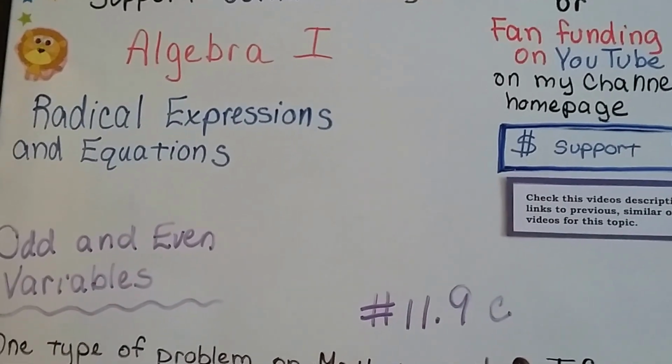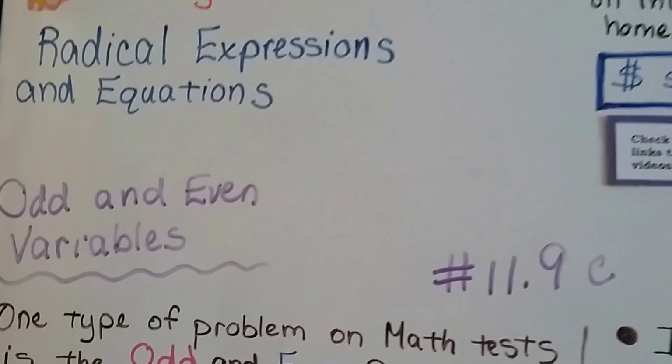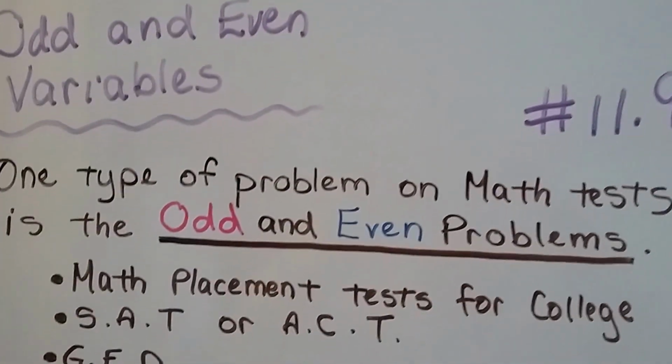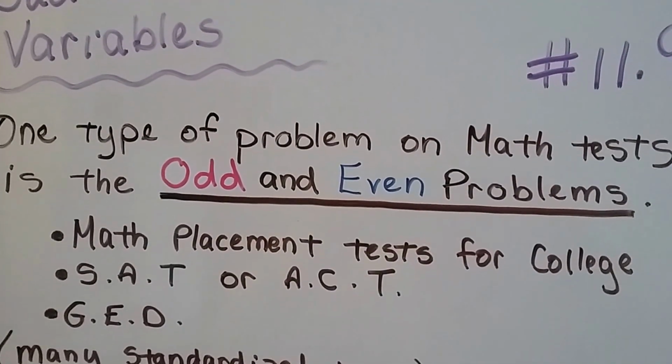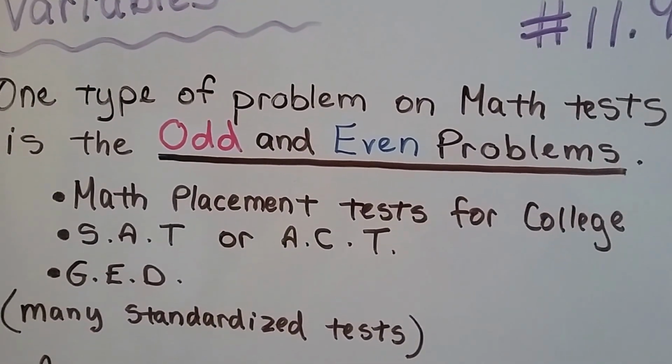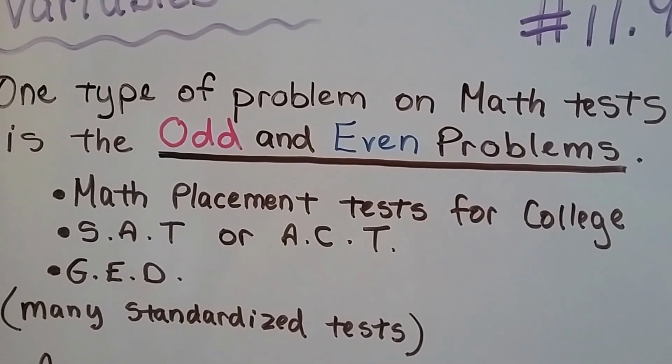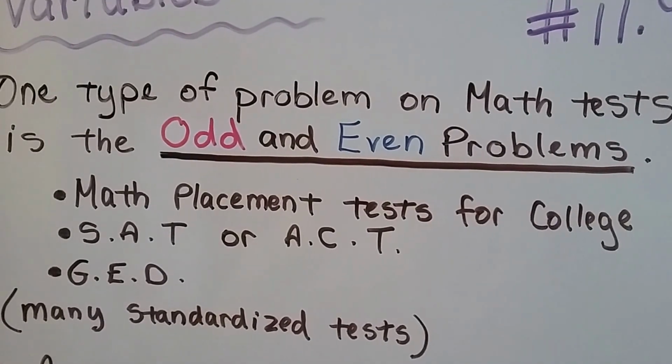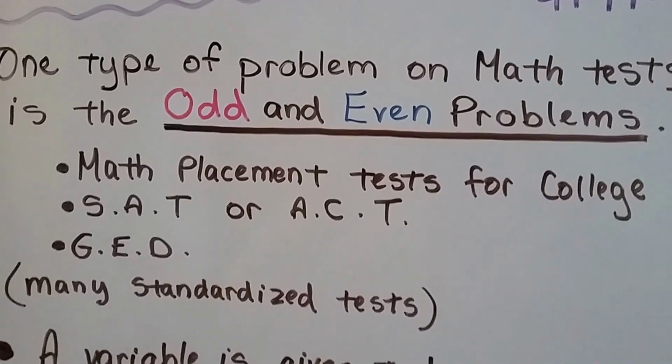Algebra I, 11.9c, odd and even variables. One type of problem on math tests is the odd and even problems. You'll see it on math placement tests for college or SATs or ACTs. You might even see it in the GED, so it's on many standardized tests.